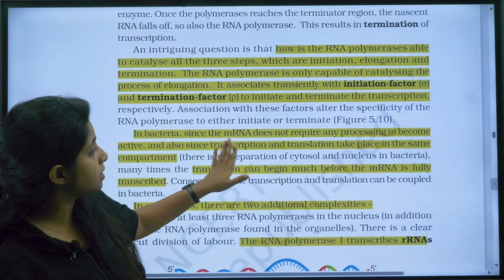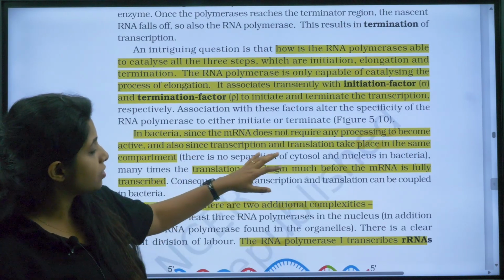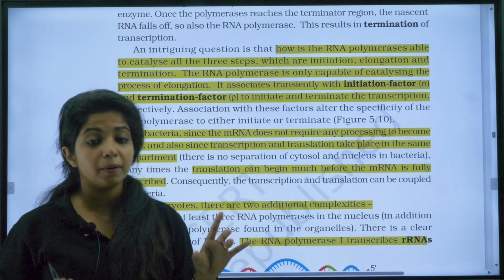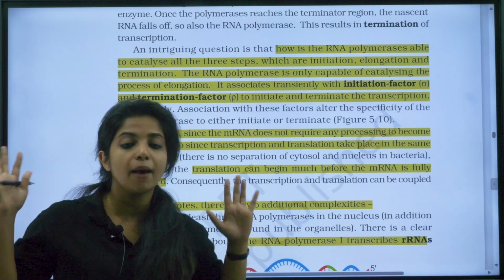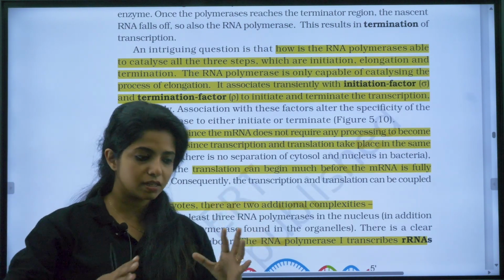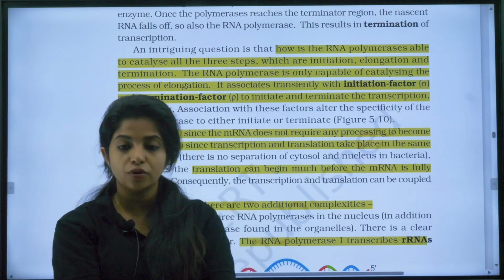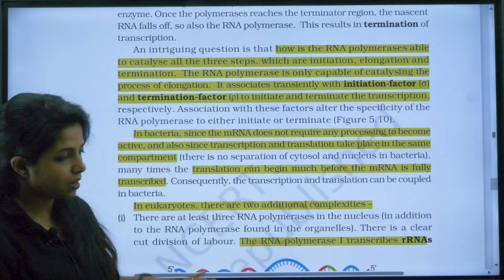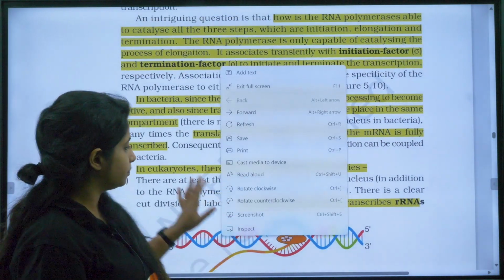Now, in bacteria, mRNA does not require any processing to become active. Also, transcription and translation take place in the same compartment. I hope you know that they do not have a nucleus and things like that. So everything happens in the same location, that is, in the cytoplasm itself. So just when transcription is going to end, or much before it ends, translation would be starting there. But in our case, it is different. Translation happens in the cytoplasm.